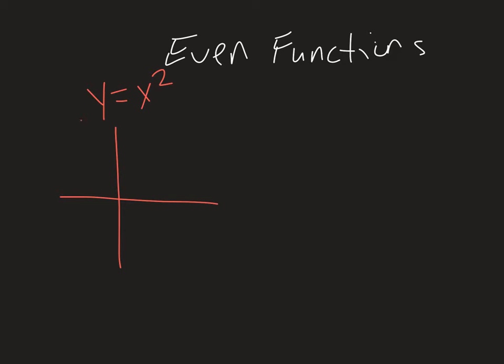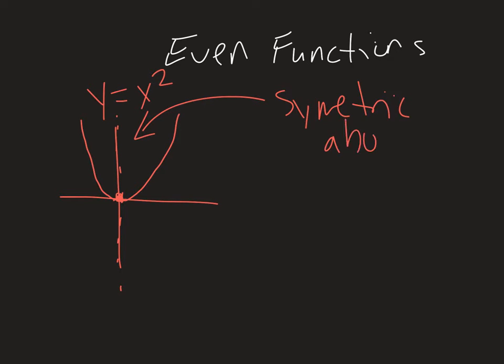So if we think about that, it's a parabola, crosses through the origin, and it's totally symmetric about the axis line, and that is the defining trait of the graph of an even function. Okay, now algebraically, what it looks like, your f of x is going to equal f of negative x.